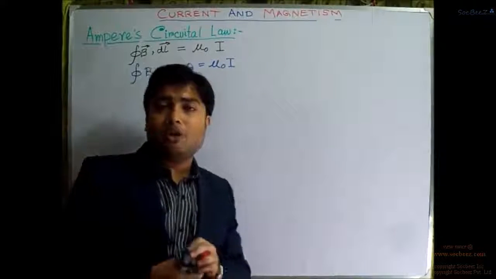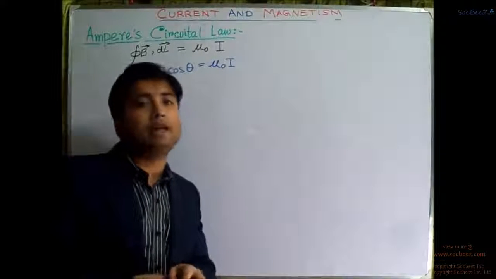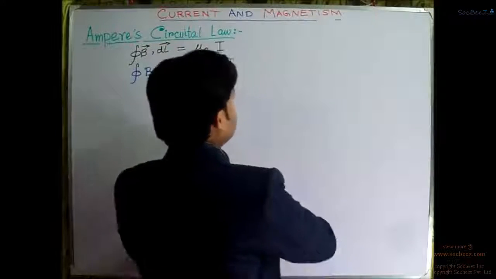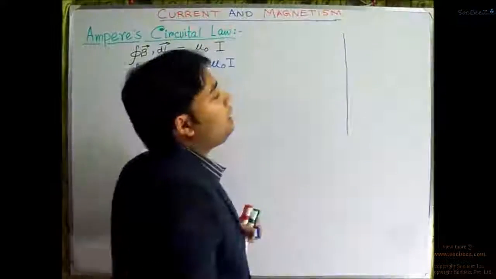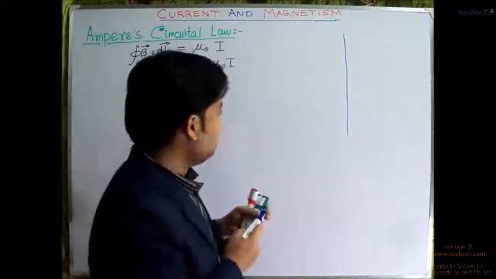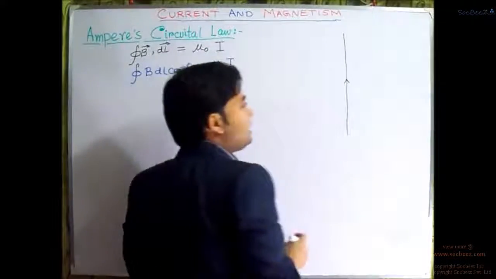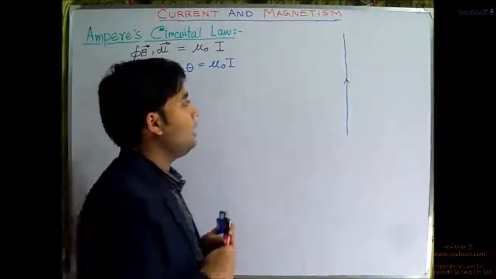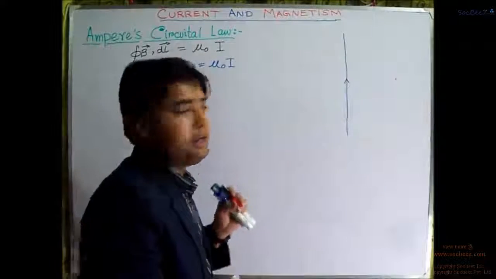Now this is Ampere's Circuital law, and we should try to understand the proof for this, taking the help of a practical application. Say we take an infinitely long straight wire carrying current. The current is in this direction, and we wish to find out B at a point at this region. What is the amount of B?